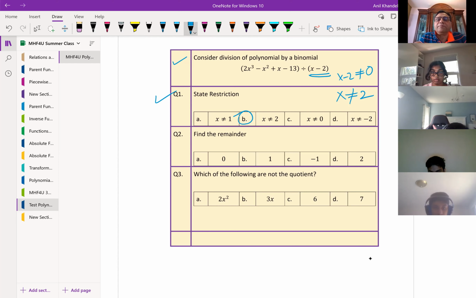Now, second, what is the remainder when you divide this by x minus 2? Tell me. What will you do? Substitute it. Yeah, substitute and get the answer. Calculate. Anybody has calculated? Yeah, two persons have calculated. I got one. Okay. Anybody else will confirm this answer?